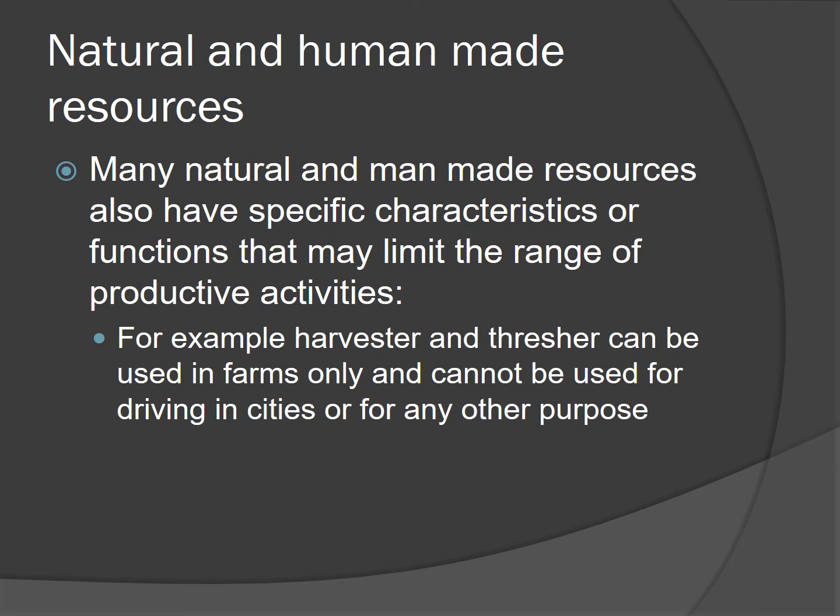Natural and human-made resources. Many natural and man-made resources also have specific characteristics or functions that may limit the range of productive activities. For example, a harvester and thresher can be used in farms only and cannot be used for driving in cities or for any other purpose. There are many other assets which have their specific use.